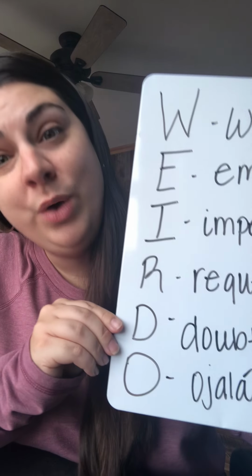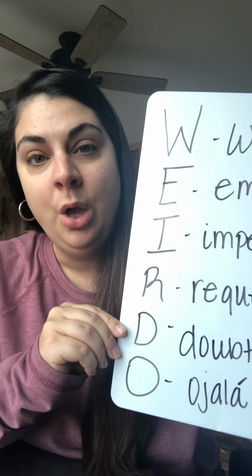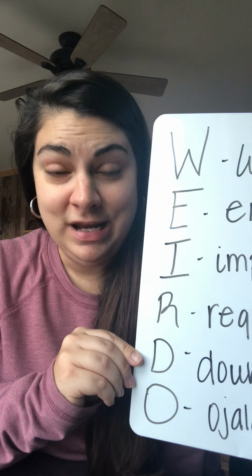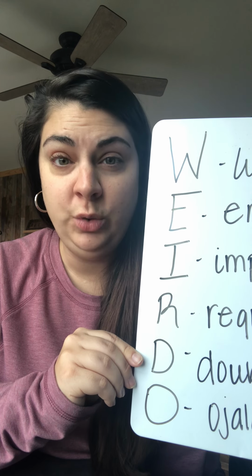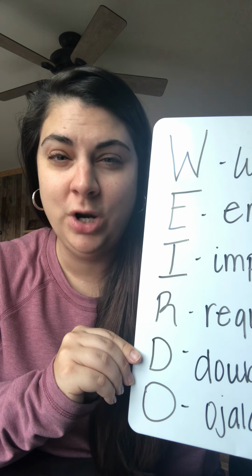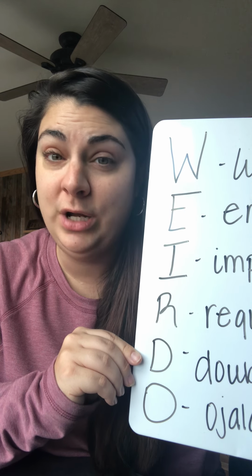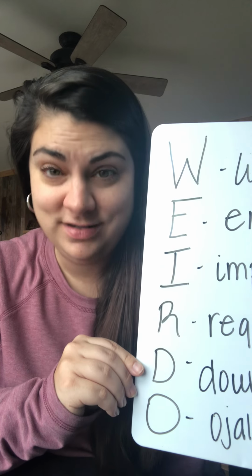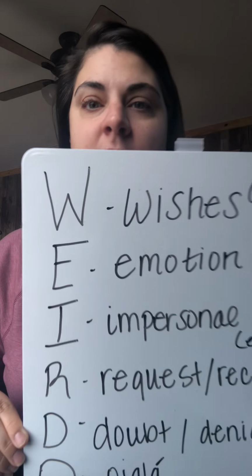So, there is a very popular acronym in the Spanish-speaking education community when teaching the subjunctive, and it is called WEIRDO, okay? WEIRDO is an acronym of all the situations you can use to develop a clause, okay? So we're going to take that doubt and uncertainty and we are going to expand. All right, so here we go.